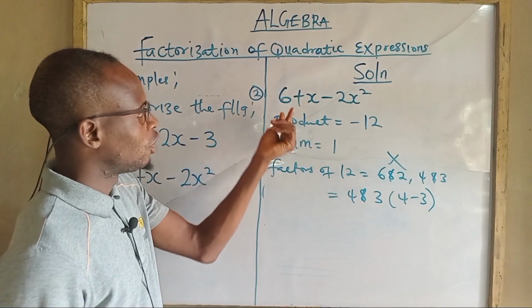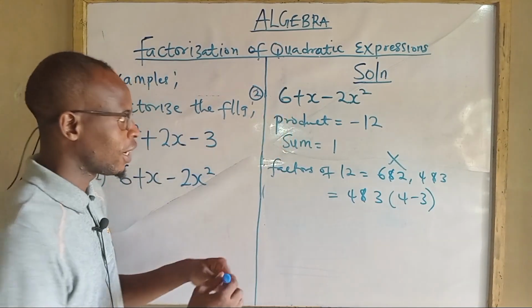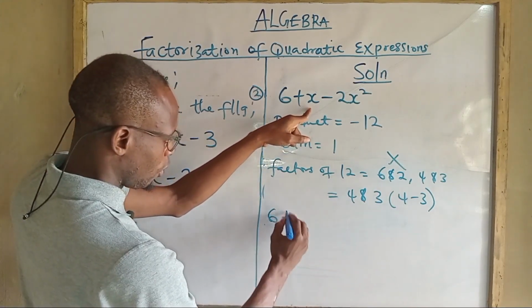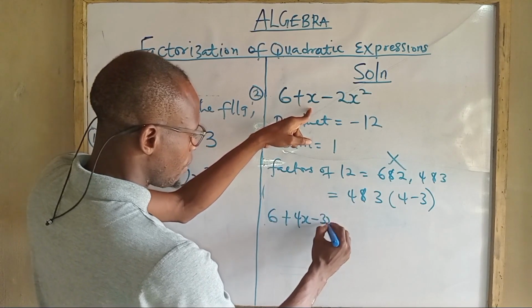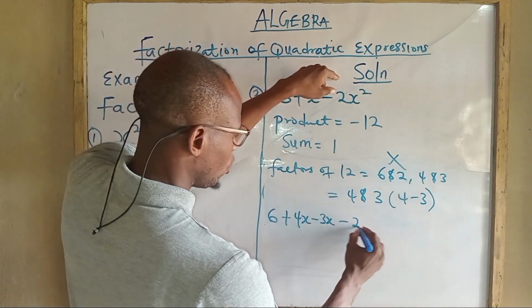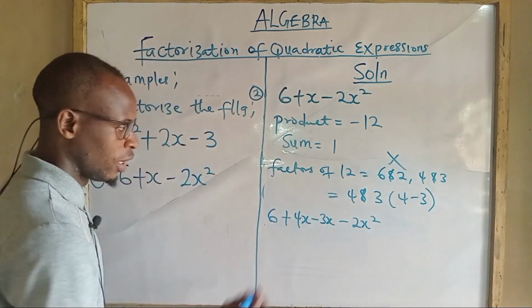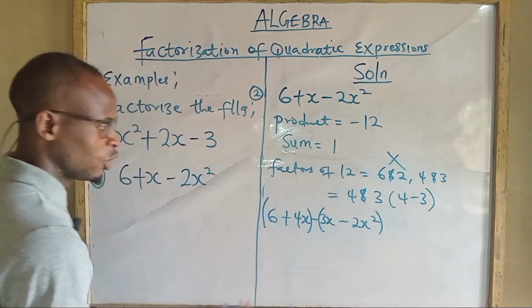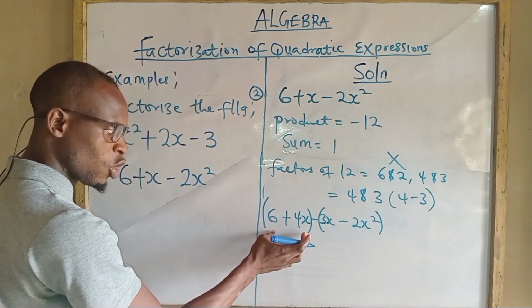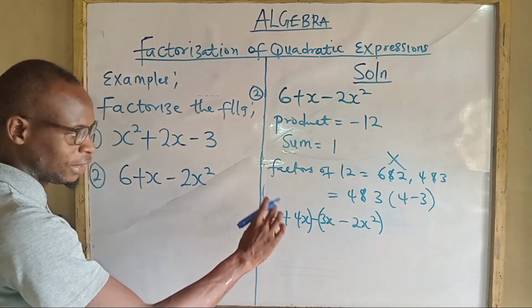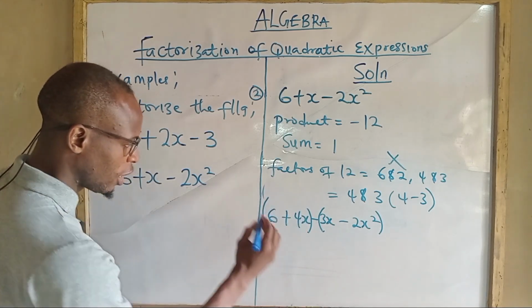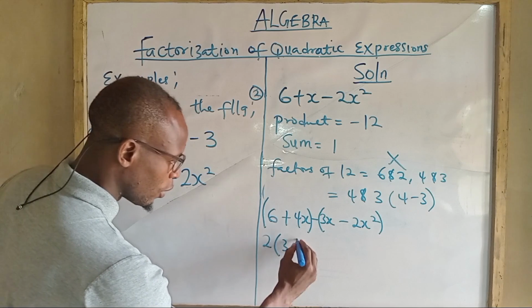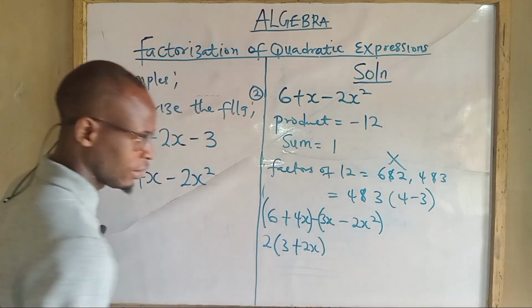So after that, we are going to write this back as 6. Instead of writing this, it's going to take this form now: plus 4x minus 3x, then minus 2x squared. Then after that, you group them in brackets like this, in pairs. So what's the common factor here? There's no common factor here, but 2 can go in 6 and 4. So we have 2 coming out. Then we have 3 inside plus 2x.